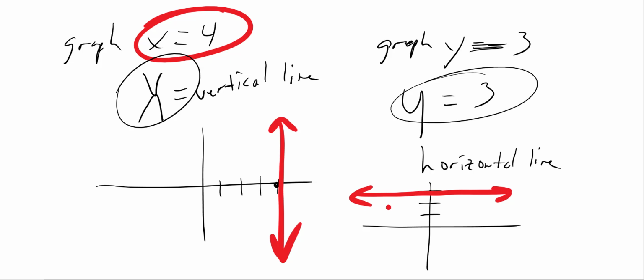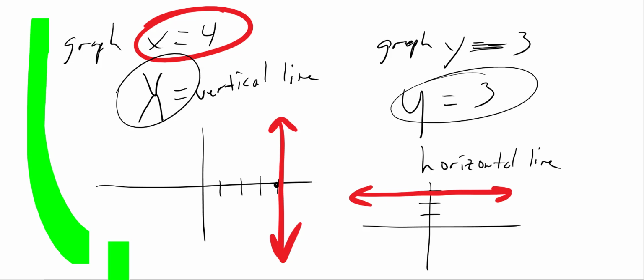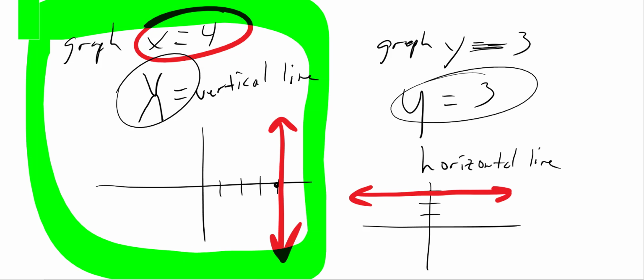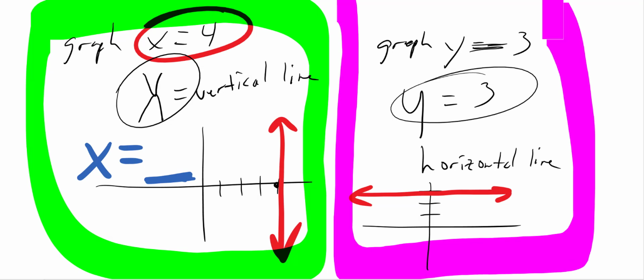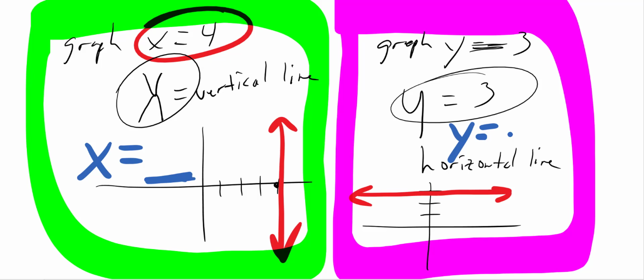So notice, math fans, this problem right here has no y. It's literally just x equals a number. And this one is similar, but notice it has no x. This is always going to be a y equals problem, y equals some number. It's not like y equals 5x, and this is not like x equals 2y. This literally is x equals, and that's a vertical line.